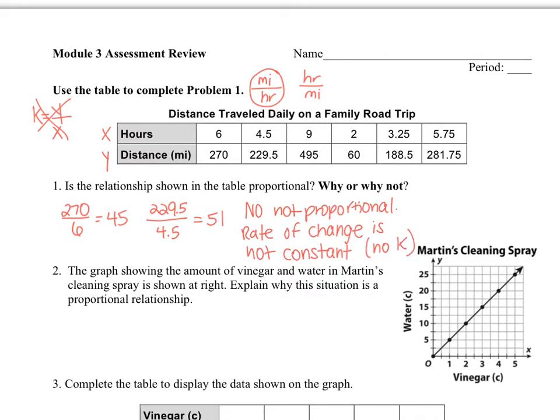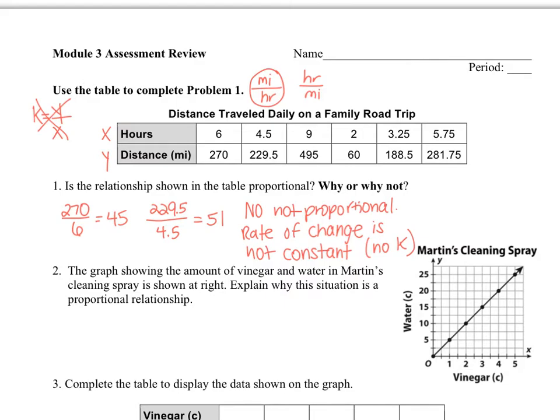So remember, you have to check the points. Even if the first two worked, if they both had the same rate of change, you can't just say that it's proportional. You have to check every single point that you are given. So be careful on that to make sure that it is or is not a proportional relationship. Also, make sure on the test when it asks you to explain or say why or why not, you're using your words and explaining your reasoning.